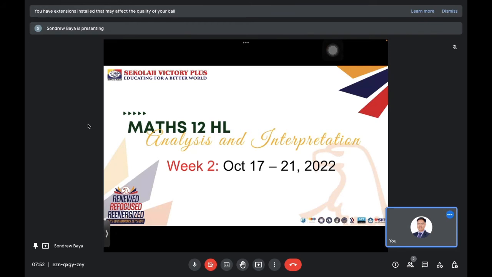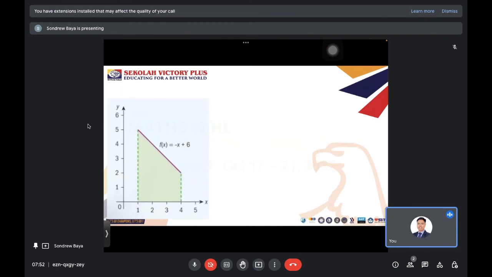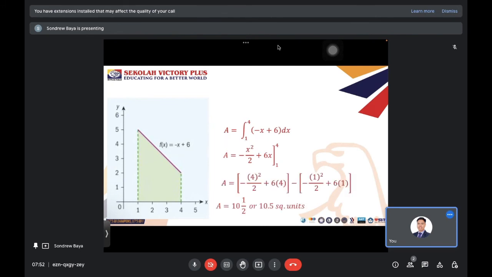Let's begin. I'd like you to recall how we were able to find the area under this particular curve, which in this case is a line. If you try to recall our process, we tried to find the upper and the lower boundary, which in this case is from 1 to 4, and we tried to find the integral of the function, and later on, that's when we evaluate the function given the boundaries. Okay, so this is what we did before.